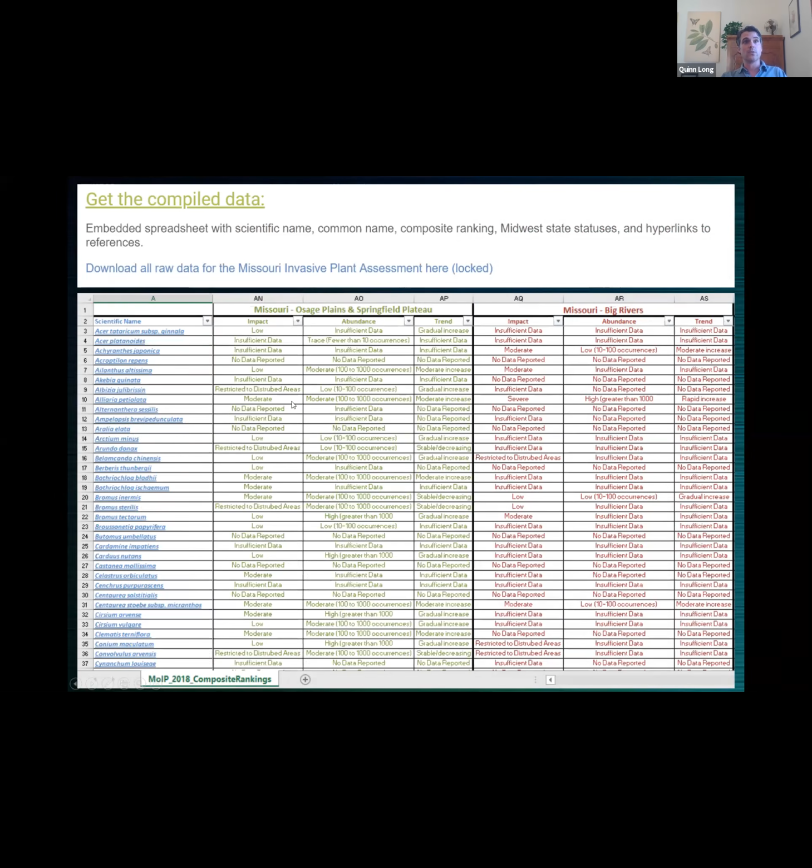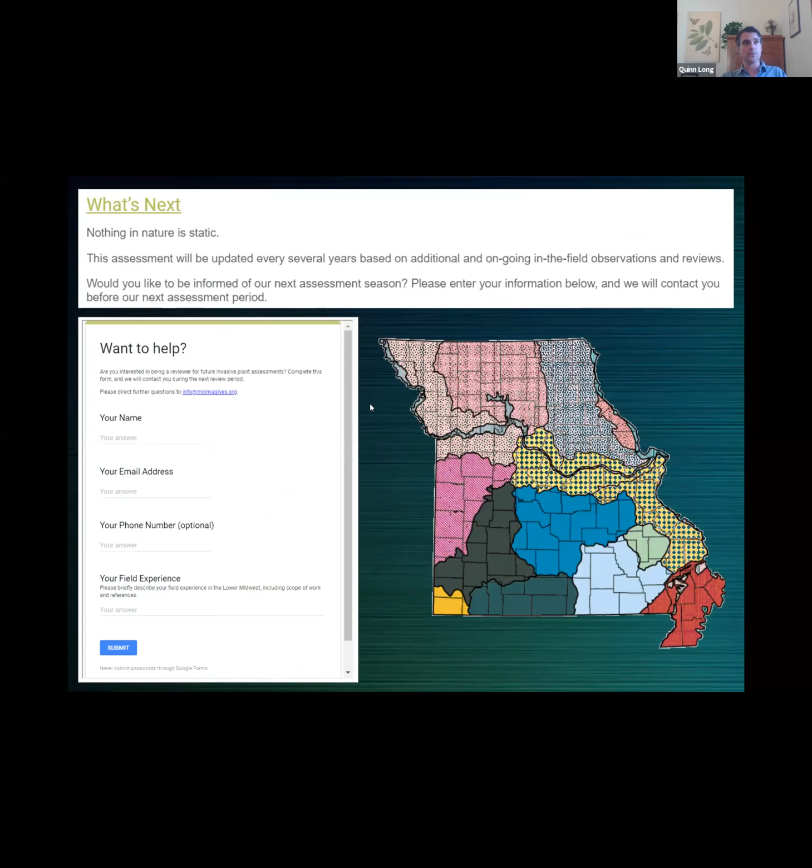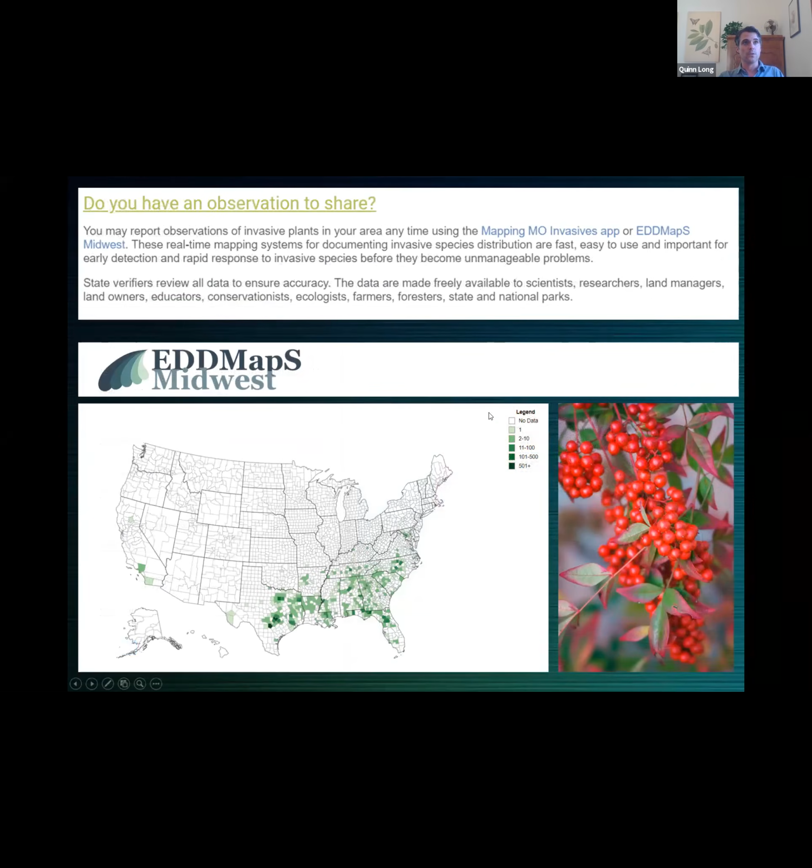You can actually download all the raw data as well. It is locked so that it can't just be altered and changed, but you can download and assess what the reviewers were able to assess. So then what's next? Nothing's static in nature. 20 years ago, there were experts who felt that callery pear might not be such an issue. We also obviously know otherwise now. So it will be very important for us to keep up with emerging knowledge, which is a clear goal.